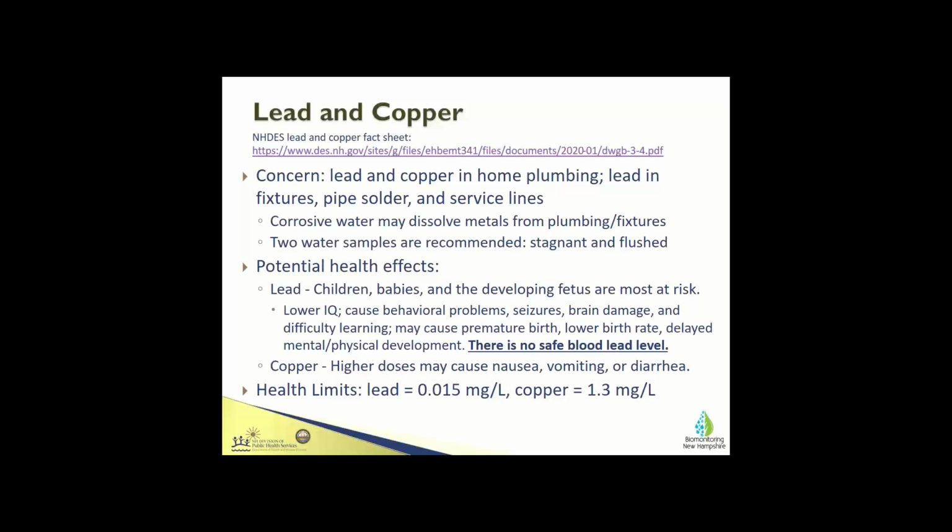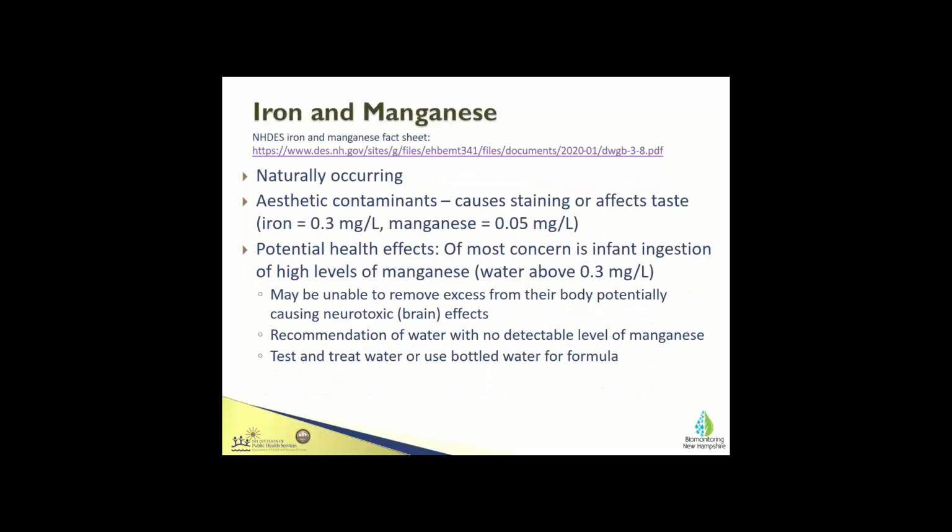Lead can affect the brain and can lower IQ, cause behavioral problems, seizures, brain damage, and delayed development. There's no safe blood lead level. Higher doses of copper may cause nausea, vomiting, or diarrhea. The Biomonitoring New Hampshire Trace Study found a trend towards a higher concentration of blood lead when private well water contained higher levels of lead.